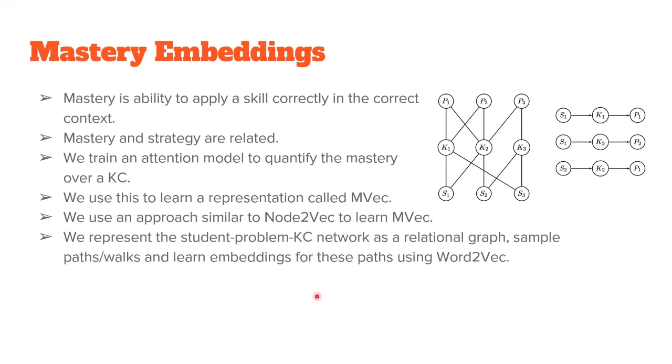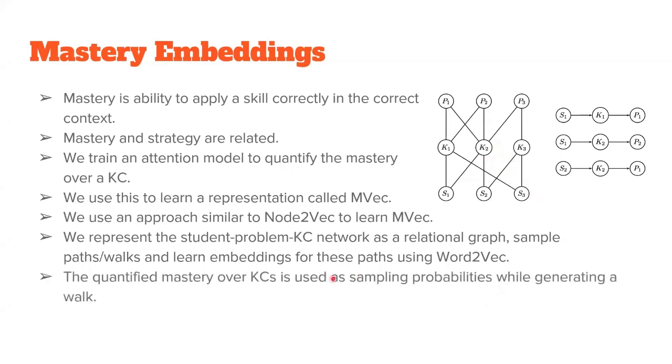Then we sample paths from this graph and learn embeddings for those paths using word2vec. There are different strategies for sampling the paths from this graph. One way is random sampling. However, for our purpose, we used the quantified mastery over cases as the sampling probabilities while generating the walk. More on this in the paper.